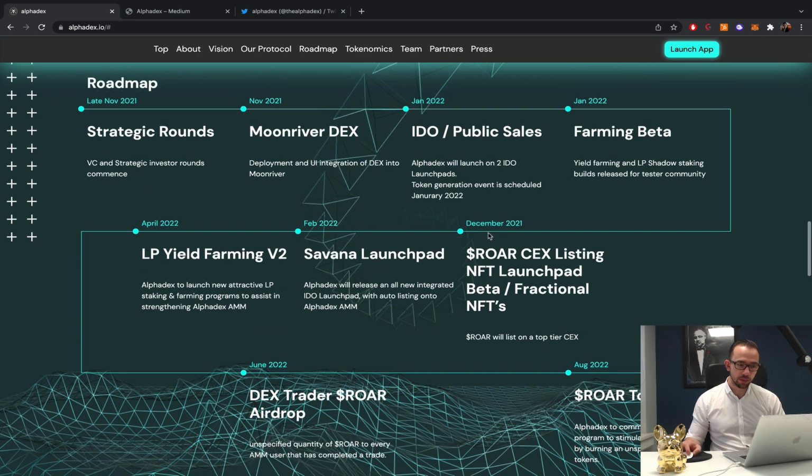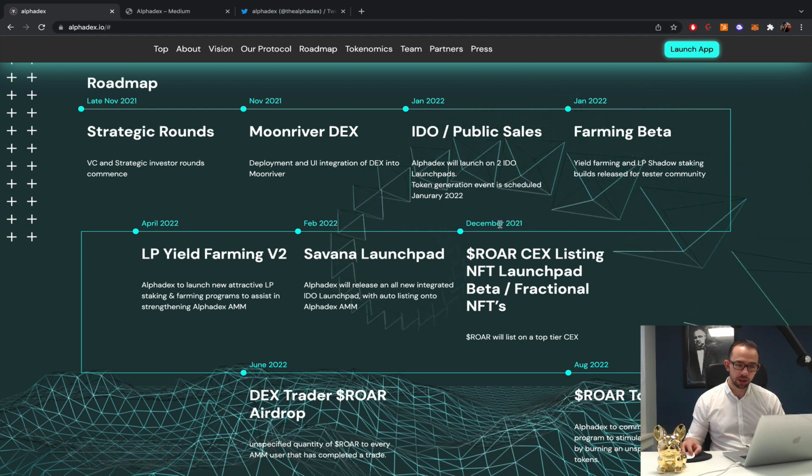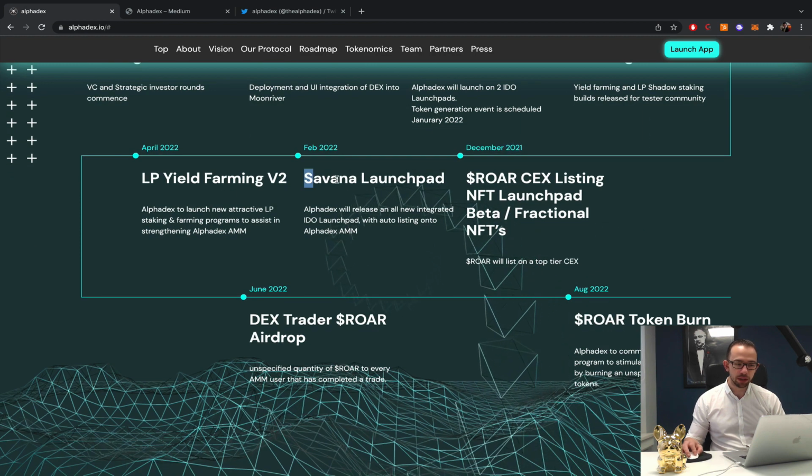So this was originally scheduled for December 2021. So I assume this should be January 2022 as well, following the pattern, maybe they made some adjustments here. Then the Savannah launchpad, which is something where my main interest lies.